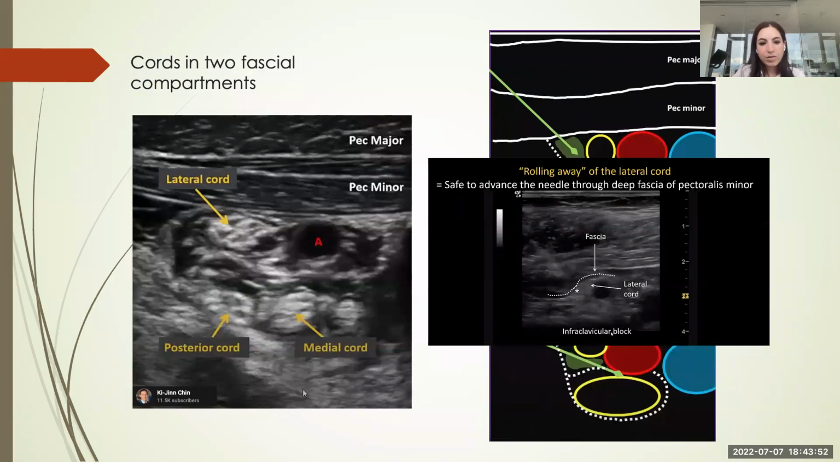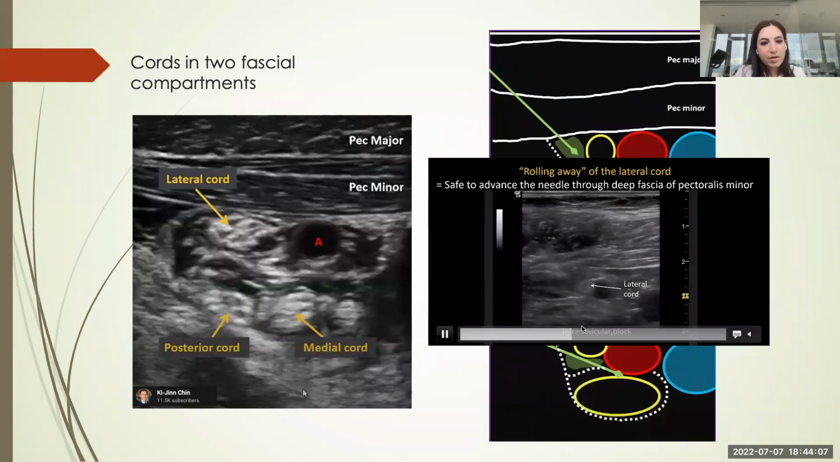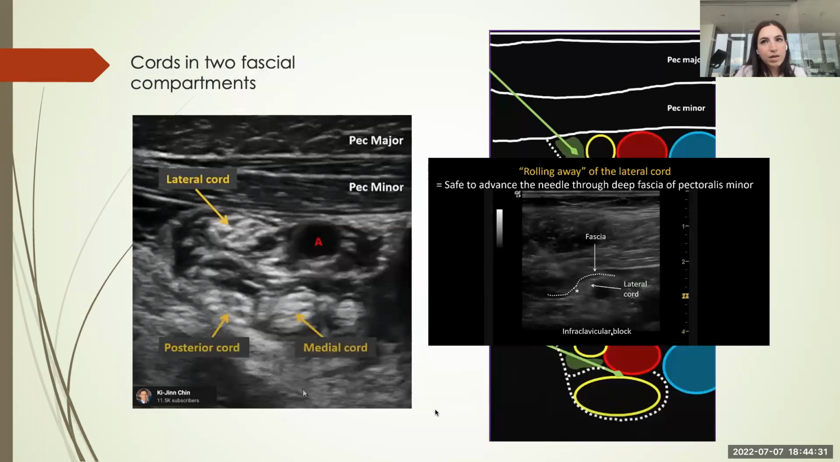I'll show you a couple of videos in the last two slides that show that in real time, but I just want to make a note that it's important to reduce the risk of potential trauma to the lateral cord when you're trying to get to that 6 o'clock position. So you can see here that before the needle is pierced through that fascia, you can gently push against the fascia before you poke through it. Make sure the lateral cord is rolling away from your needle so that you're not going to be poking right into it.